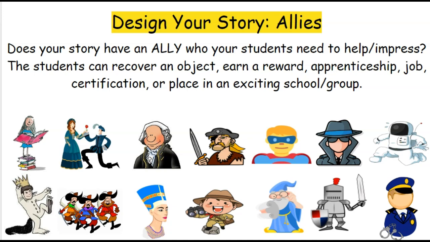Does your story have an ally who your students need to help or impress? The students can recover an object, or earn a reward, apprenticeship, job, certification, or a place in an exciting school. So again, we have some literary character examples, some more historical figure examples, fantastical examples, and then some examples of interesting jobs, like a knight, an astronaut, or a police officer, that the students might be looking to impress so they can get an apprenticeship or join their organization.